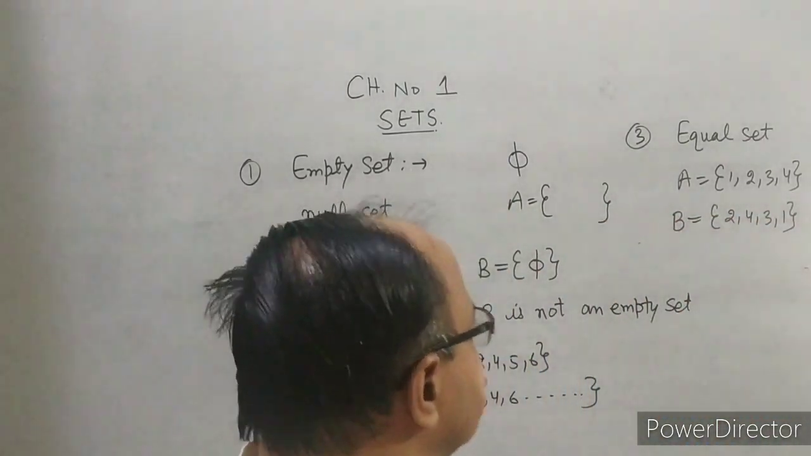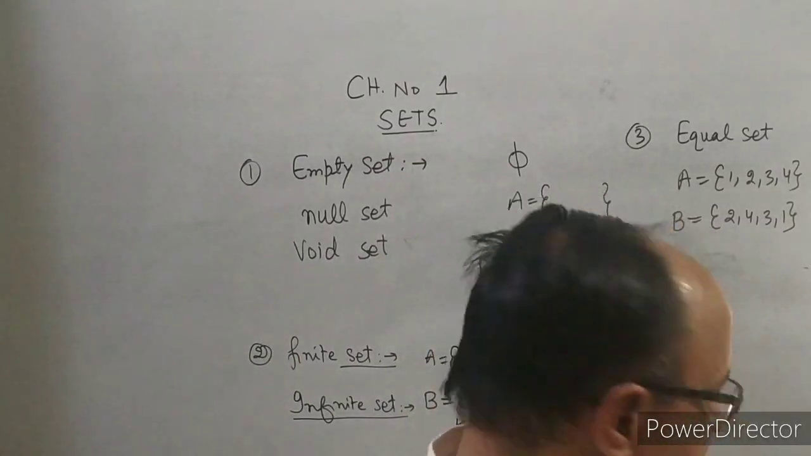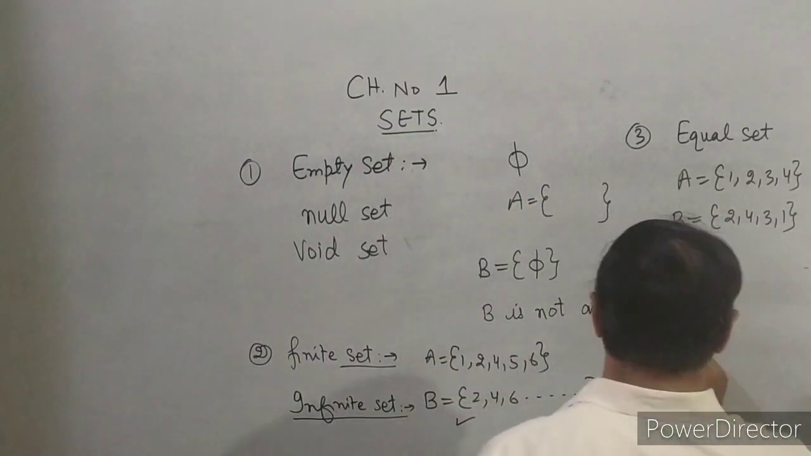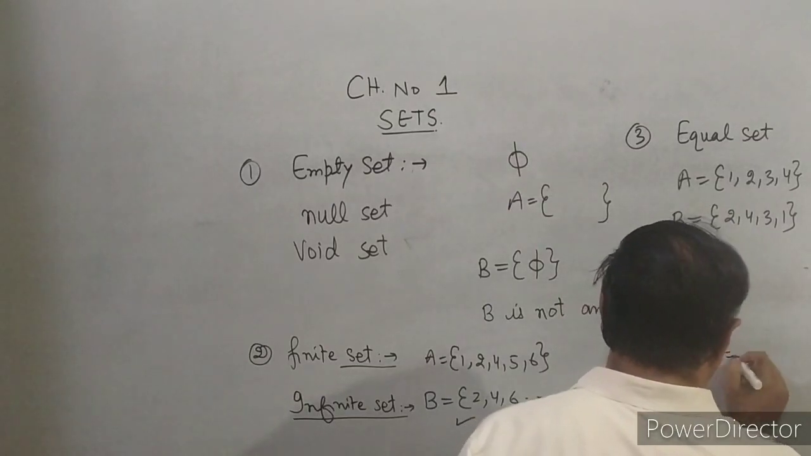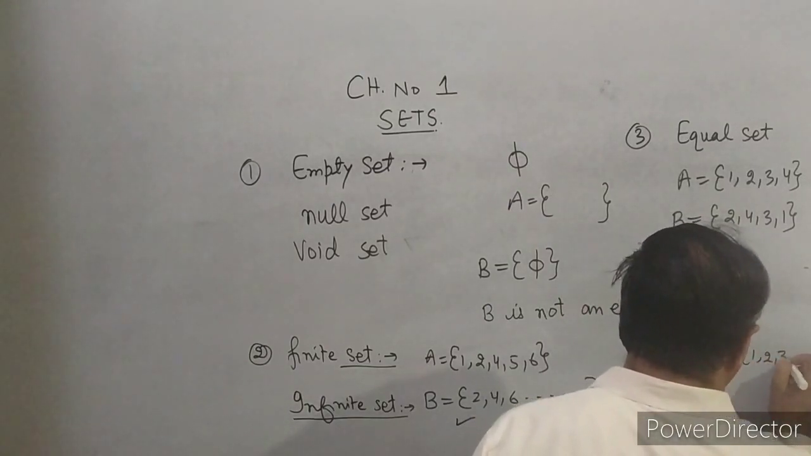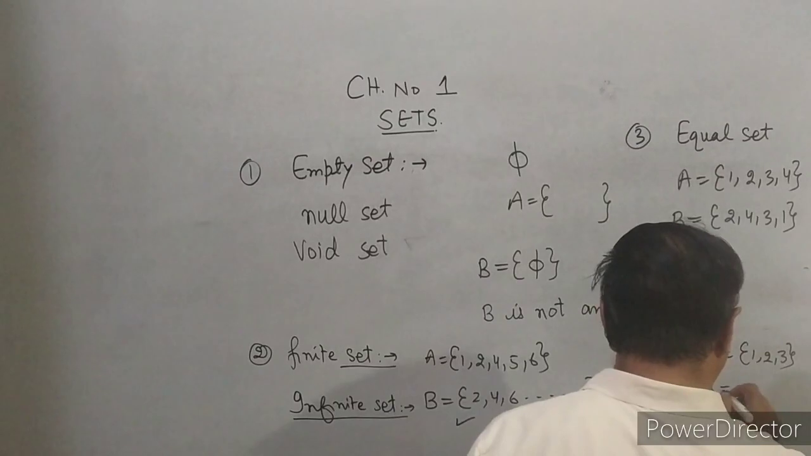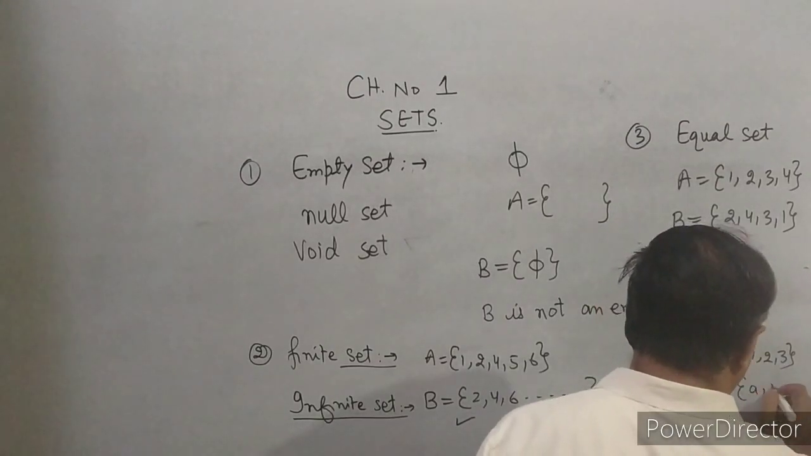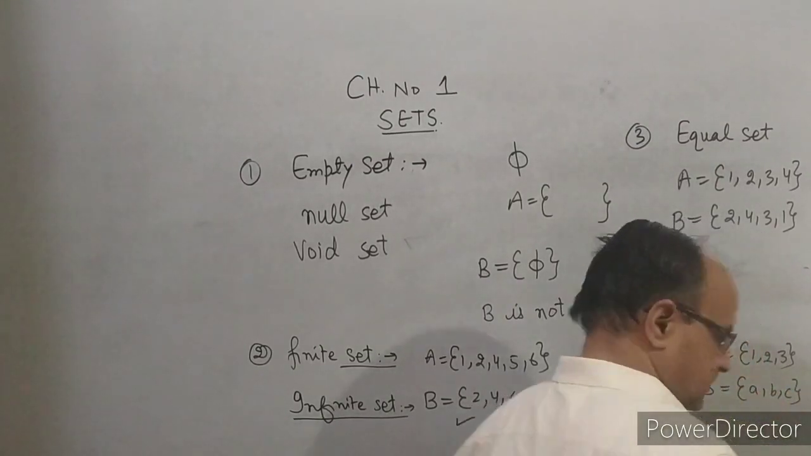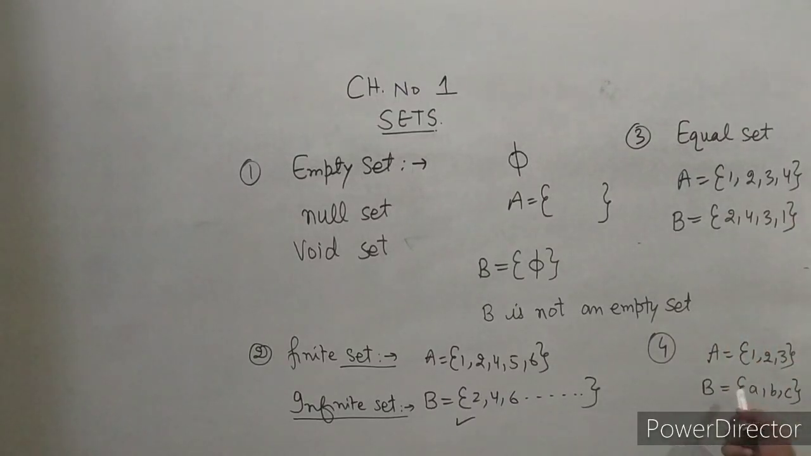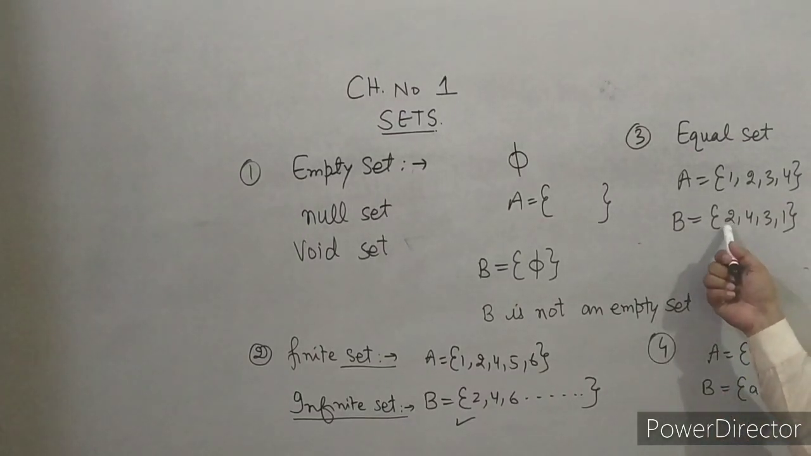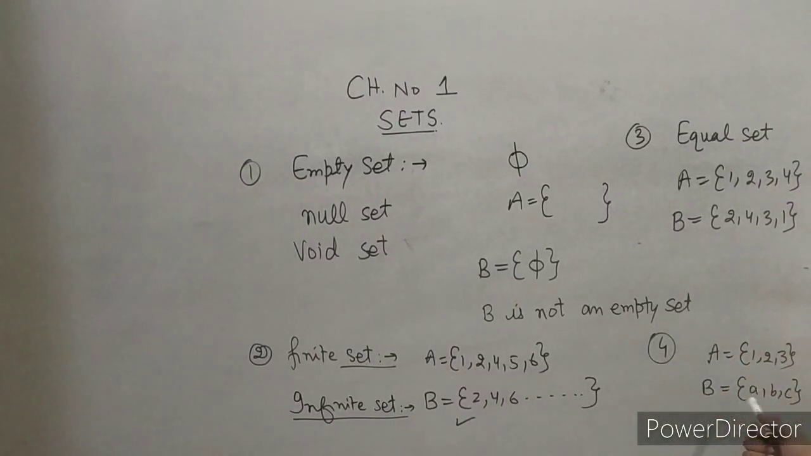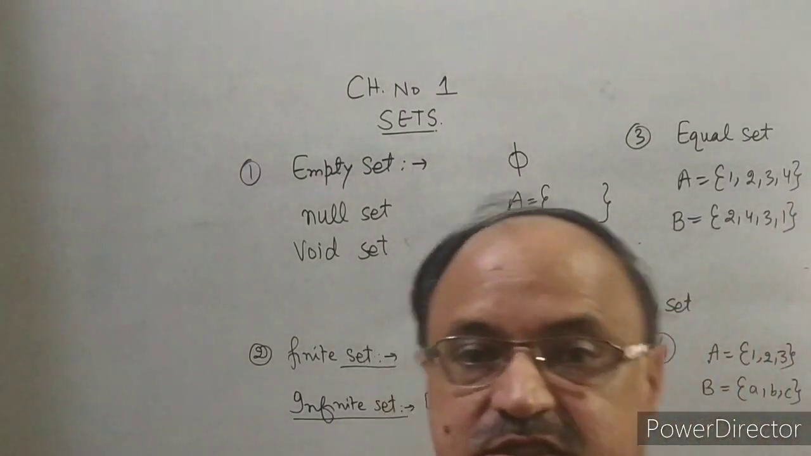After that, fourth, equivalent set. In equivalent set, what is the condition? For example, A is equal to 1, 2, 3 and B is equal to a, b, c. These are equivalent sets, not equal sets. So you can say equal set, you can say equivalent set, but equivalent sets are not equal sets. Clear?